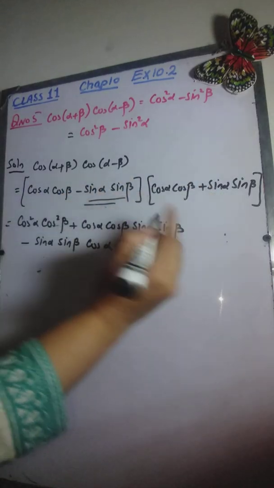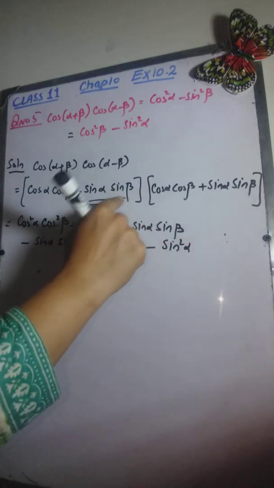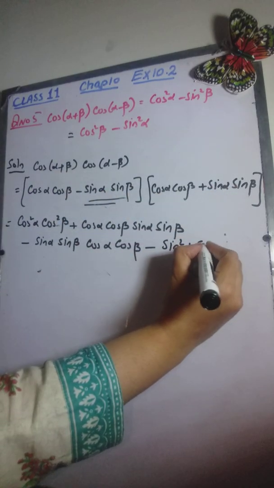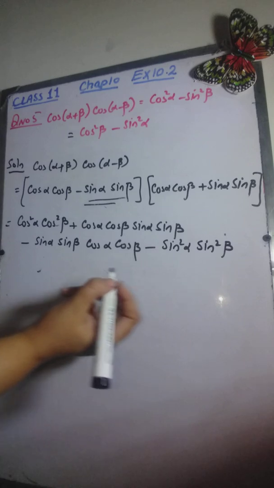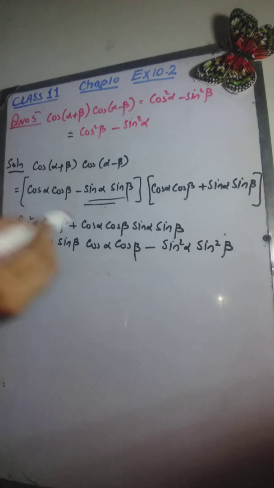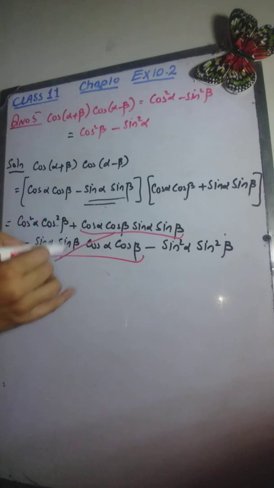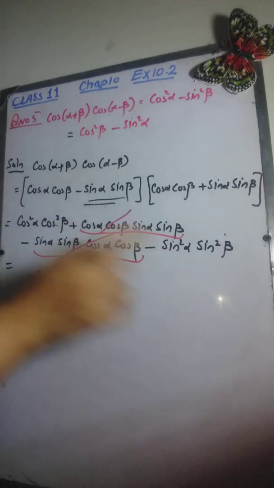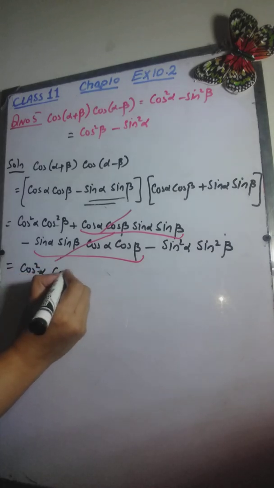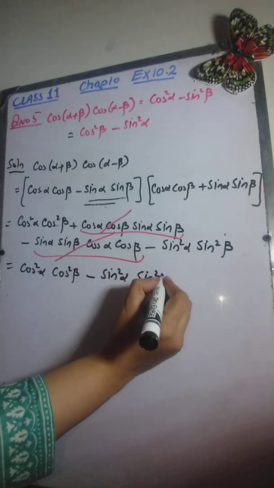and multiplying these two we get minus sin alpha into sin alpha will be sin square alpha, and sin beta into sin beta will be sin square beta. If you see, these two expressions are exactly the same but have opposite signs, so we are going to cancel out this whole expression with this. So we will be left with these two only, cos square alpha cos square beta minus sin square alpha and sin square beta.